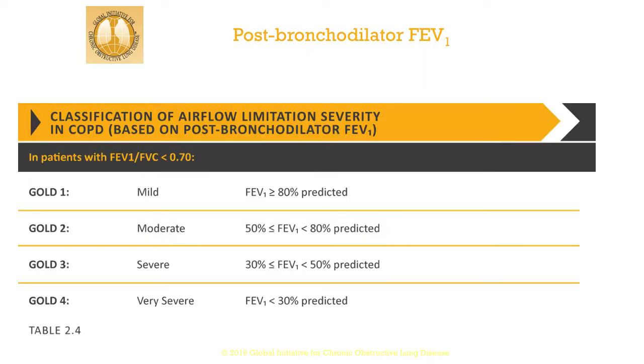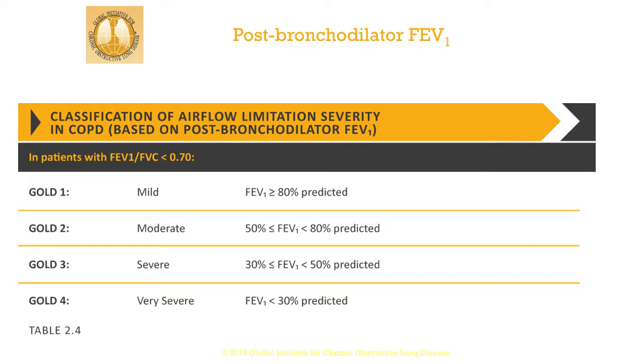For classification of airflow limitation, we have the GOLD guidelines, the Global Initiative for Chronic Obstructive Lung Disease. I forget exactly what it stands for. But these are the classic COPD guidelines, and they categorize COPD as either mild, moderate, severe, or very severe. So categories 1 through 4.